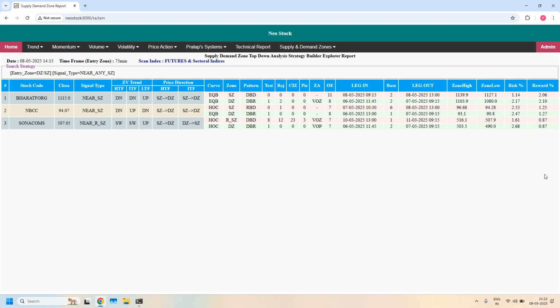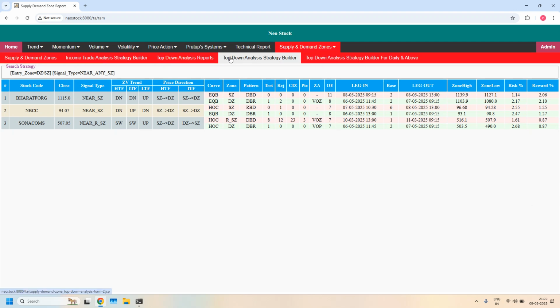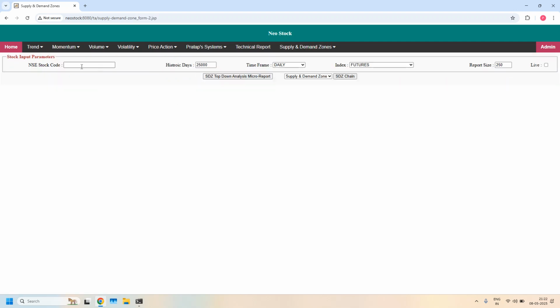Okay, so with this we have identified daily and 75 minutes high liquidity zones. Next we will look into Nifty and BANKNIFTY supply demand zone chain. So I am generating monthly supply demand zone chain for Nifty.